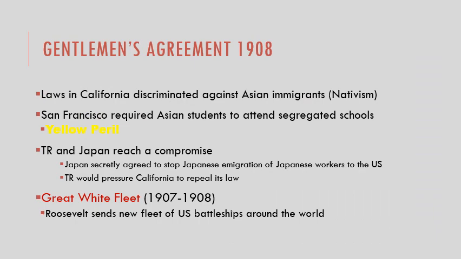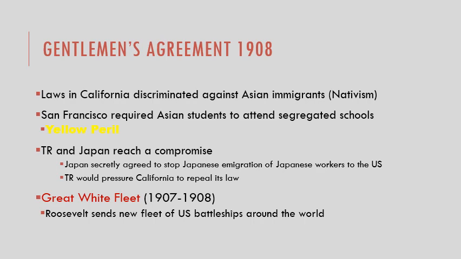In 1908, there's the Gentleman's Agreement. Laws in California discriminate against Asian immigrants. Heavy nativism in California. Asians were sent to segregated schools that were usually run down and not well run because of this fear of yellow peril, meaning that the Japanese or Asians would take over and tear apart the country. Now, Theodore Roosevelt and Japan reach a compromise. Japan agreed to stop sending immigrants to the U.S., and Roosevelt would pressure California to repeal its law and allow schools to be integrated with Asians, and that's what will happen.